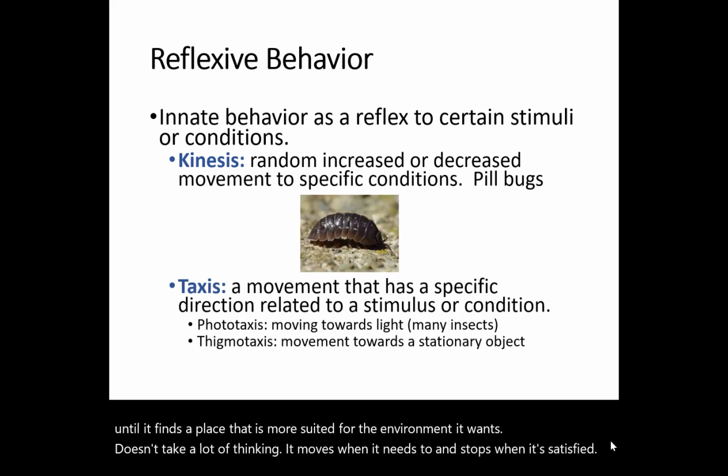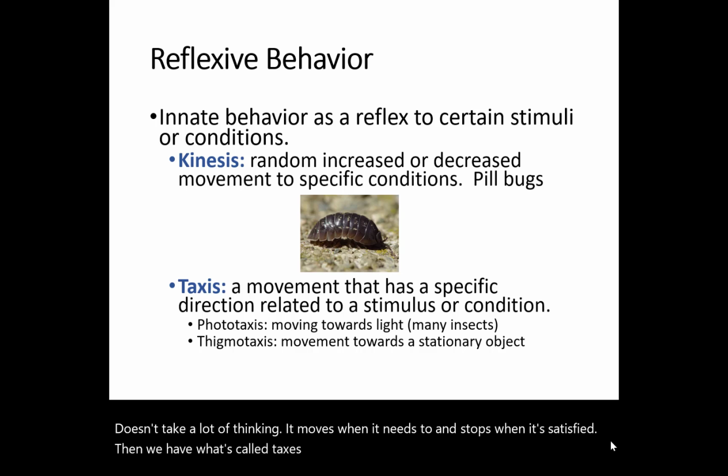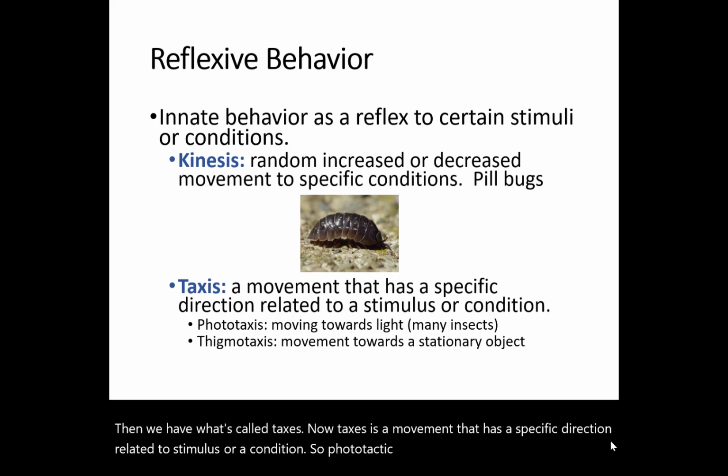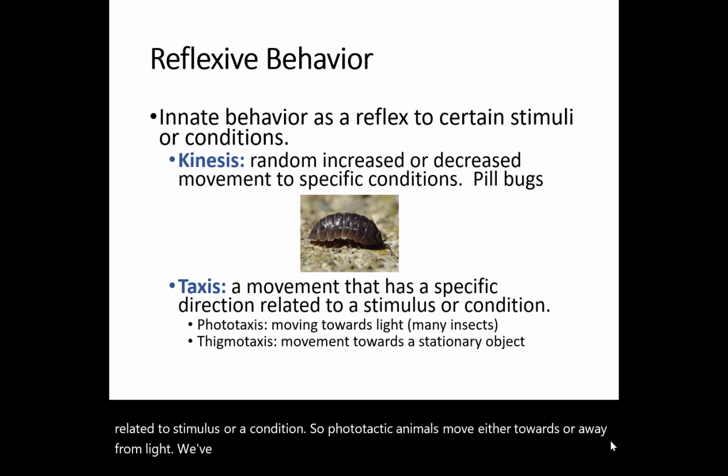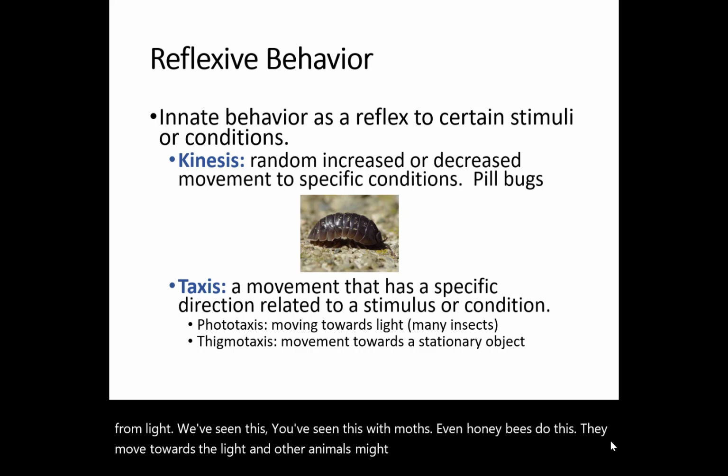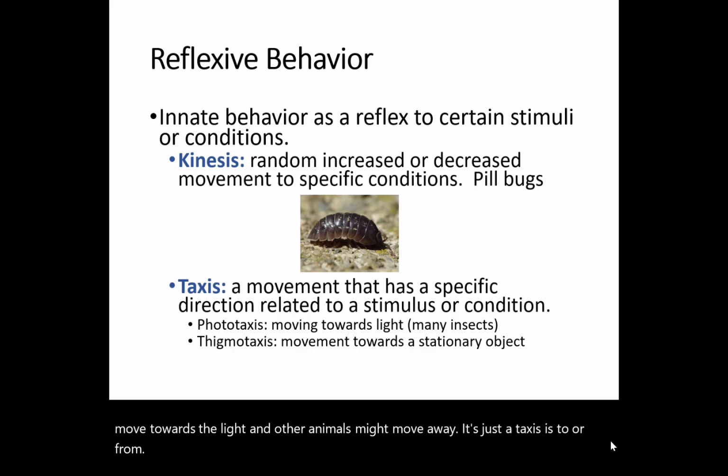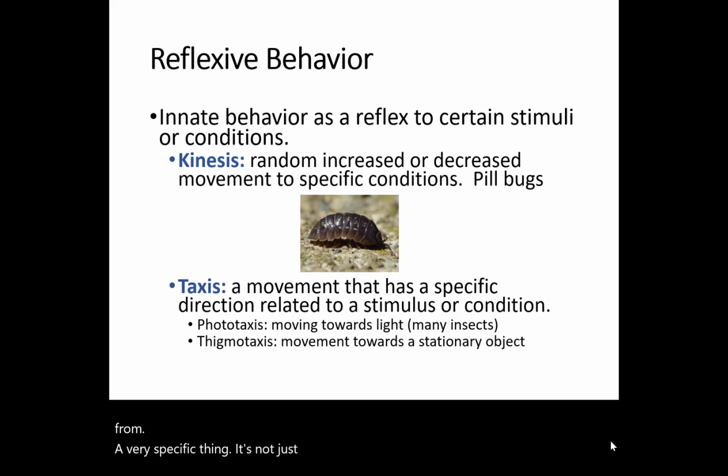Then we have what's called taxis. Now, taxis is a movement that has a specific direction related to a stimulus or a condition. So, phototaxic, animals move either towards or away from light. You've seen this with moths, even honeybees do this. They move towards the light, and other animals might move away. A taxis is to or from a very specific thing. It's not just movement, it's moving towards or away.